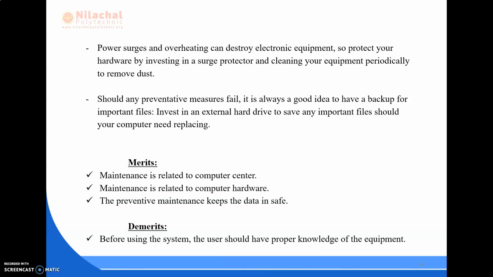So, we will be discussing some of the merits and demerits of preventive maintenance. The merits include that the maintenance is related to the computer center, the maintenance is related to the computer hardware, and preventive maintenance keeps the data secure. The demerit is that before using the system, the user should have proper knowledge about all the preventive measures of the equipment.